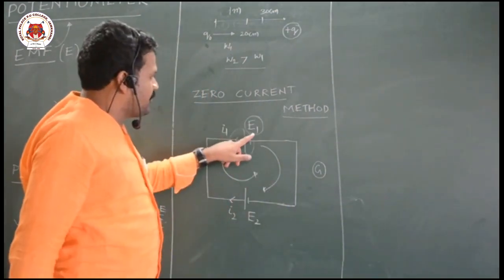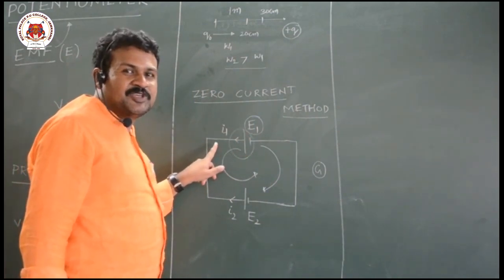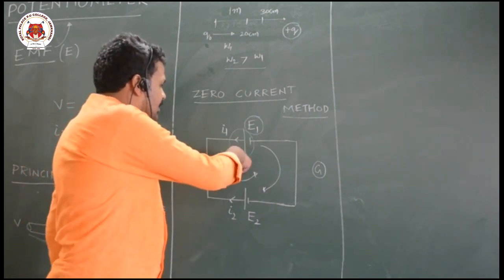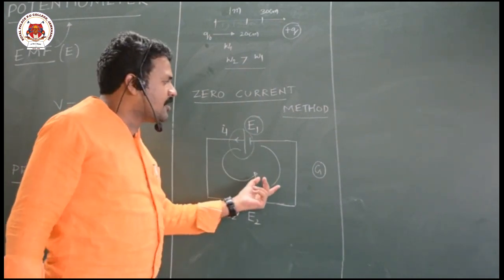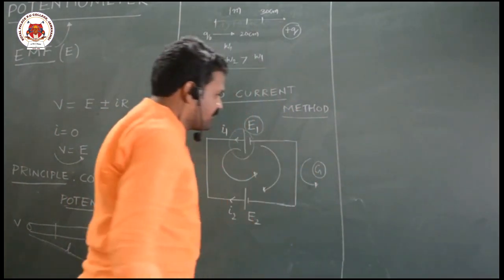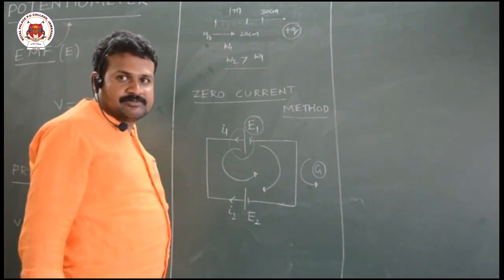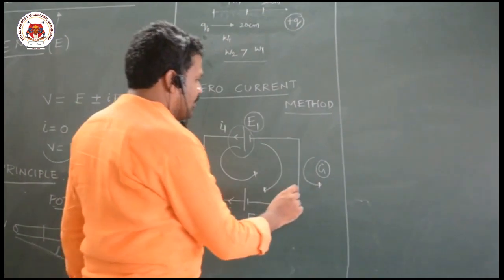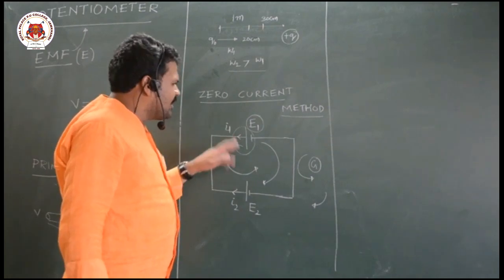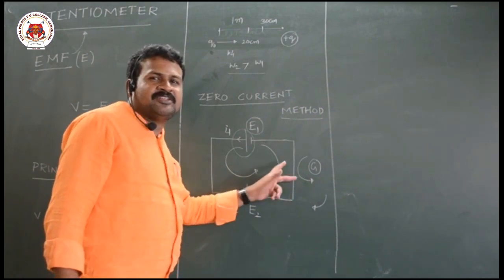If the EMF of the first battery is more, it gives more current. When it is giving more current, this anti-clockwise current will dominate the clockwise current, then the galvanometer shows anti-clockwise current direction. Suppose E2 is greater, then it shows current in this direction. So there will be two different directions of current inside the galvanometer. So these two different currents are counteracting with each other.